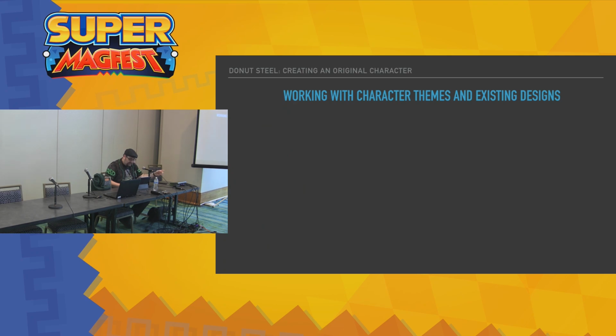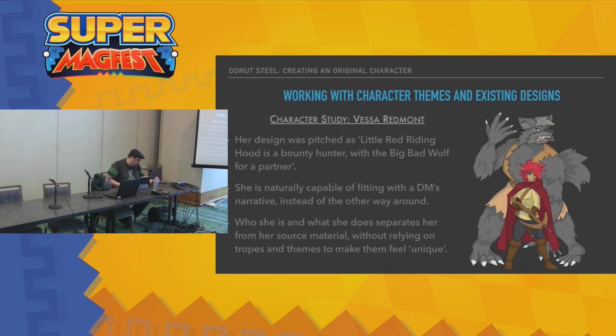Conversely, the other character, especially when put aside with her partner, her design was pitched as Little Red Riding Hood as a bounty hunter with a big bad wolf for a partner. Naturally, she is capable of fitting within a DM's narrative instead of the other way around. Instead of having to figure out a way to get an isekai character to adapt into a D&D world, she's part of that world already. She goes around and hunts bounties, and she's the brains, he's the brawn sort of thing. They have a very, very effective partnership.